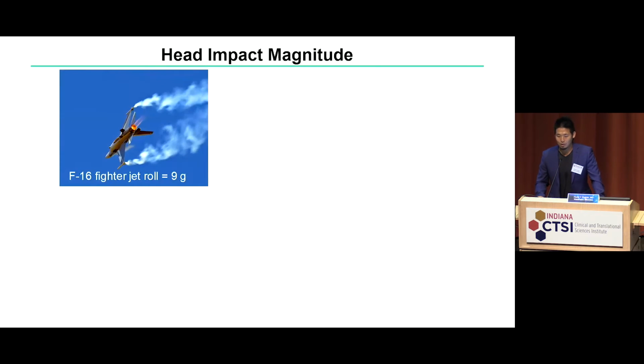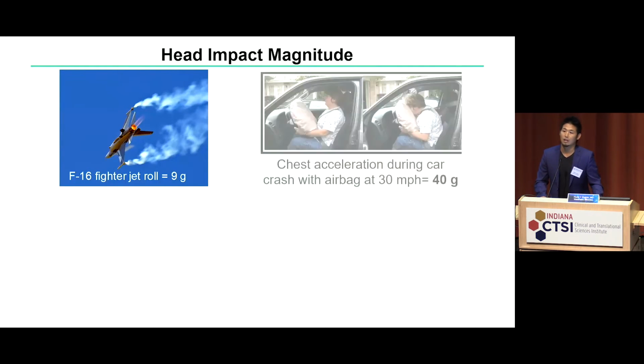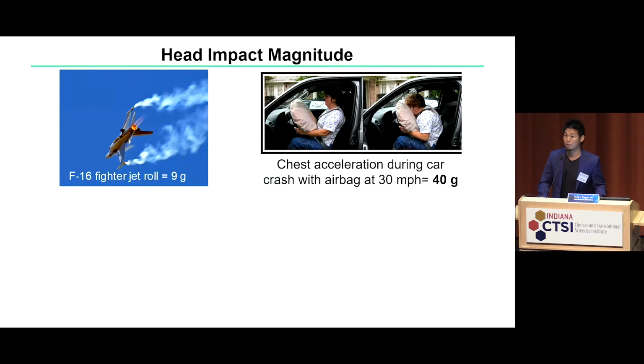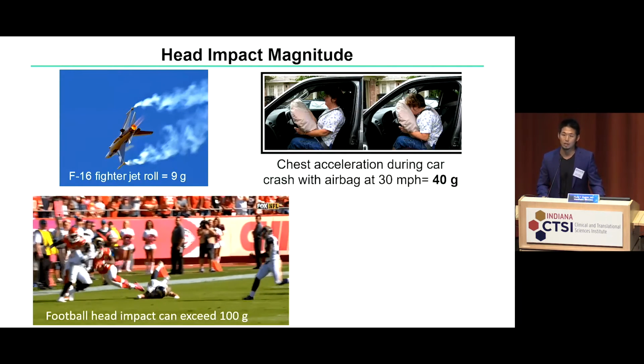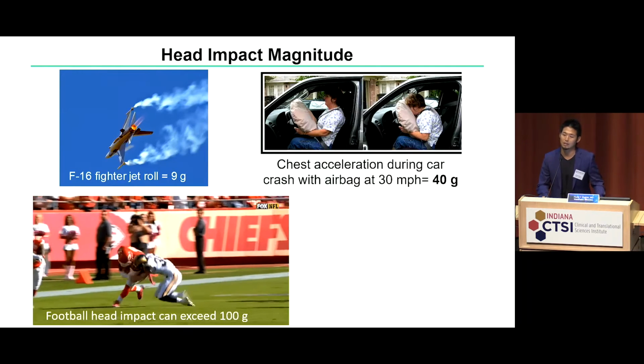So I think it's important to take you around this. What's the importance of this head impact? For reference, in an F-16 fighter jet roll, the pilot experiences about 9G. That's a 9 gravity force. And when you're driving your car at 30 miles per hour and hit a brick wall, you would experience about 40G of acceleration of the body and head. But football and sometimes other collision sports can experience head impacts that can exceed 100G.